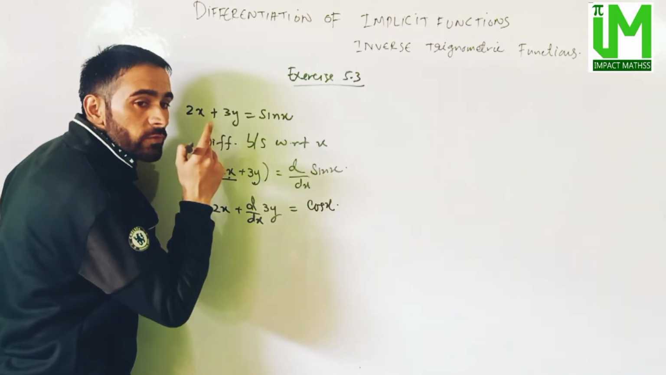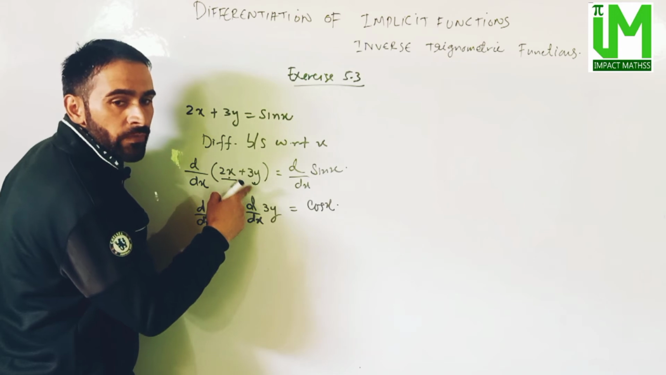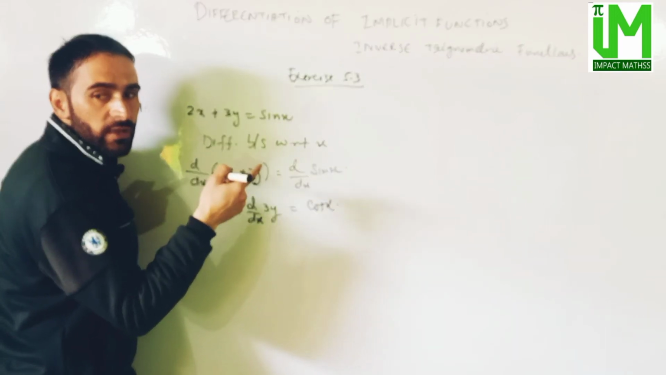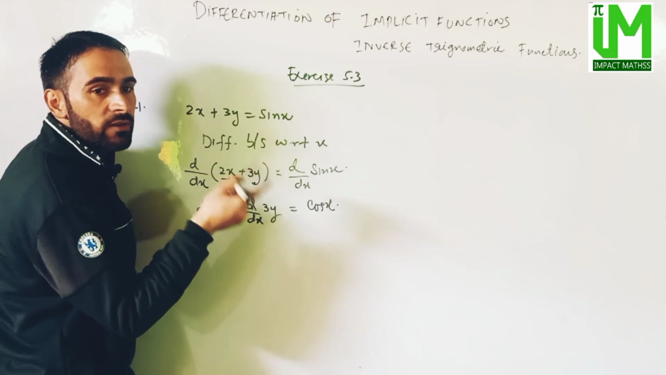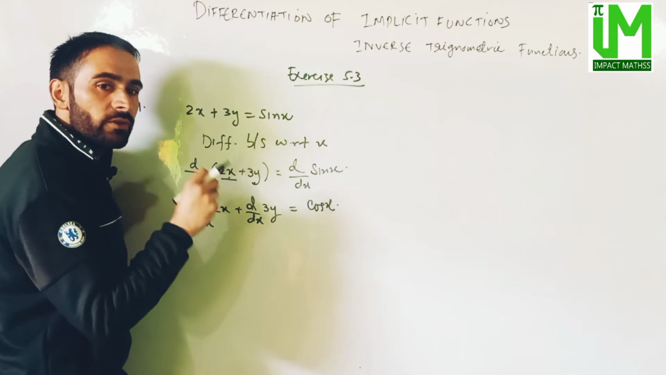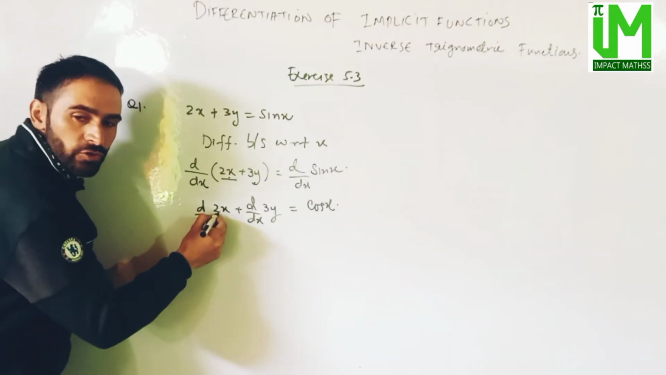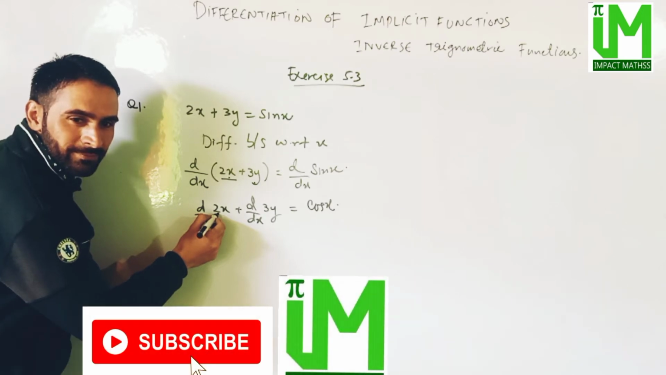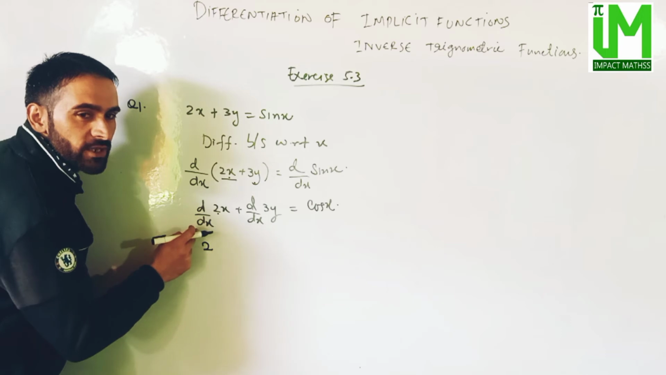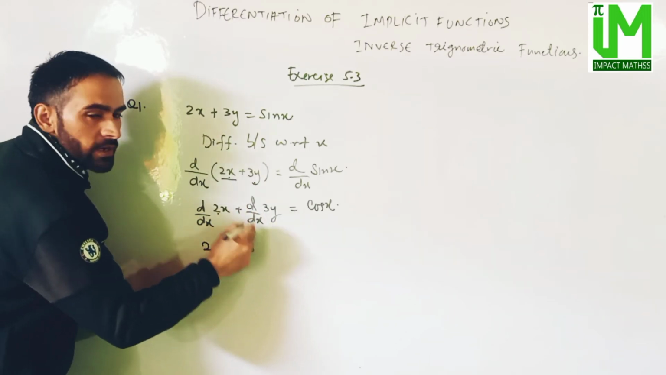But we need to take extra care with y. y is a function of x, so its derivative is dy by dx. If it is a composite function, then we have to apply the derivative of the external function into the derivative of the internal function. 2 is a constant, 2 gets left as it is. So it will be 2 into the differentiation of x with respect to x, that will be 1. Plus, 3 is a constant, 3 gets left as it is.